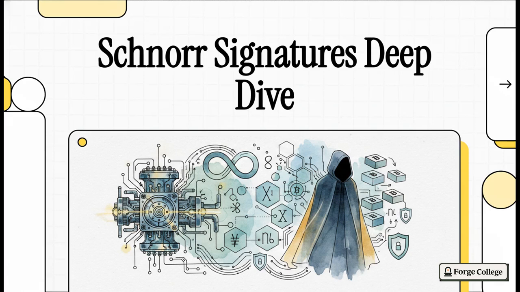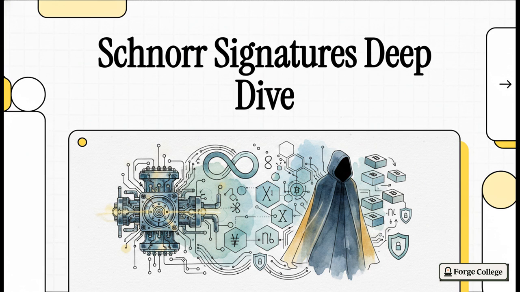Today's explainer is a Schnorr Signatures deep dive. We are lifting the hood on Taproot to reveal the pure mathematical engine powering it all. If you've ever wondered how Bitcoin managed to upgrade its privacy without accidentally breaking the whole network in the process, well, you are absolutely in the right place.